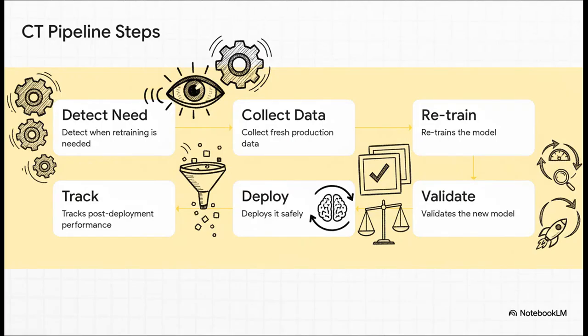Now, what I love about this is how it breaks that big idea down into 6 concrete actions. A CT pipeline is always on, always watching, ready to detect when an update is needed. Once it's triggered, it automatically grabs new data, retrains the model, validates the new version against the old one, deploys it safely, and then, and this is key, it keeps monitoring its performance. It's a complete self-correcting loop.